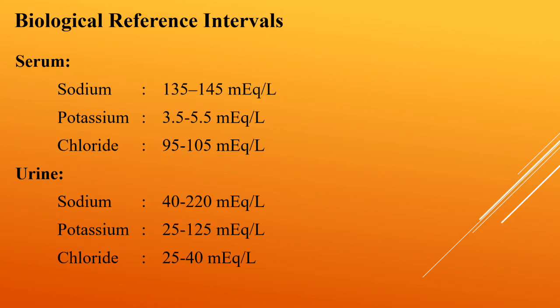So these are the biological reference intervals of major electrolytes, that is sodium, potassium, and chloride, in serum and urine. In serum, sodium is 135 to 145 milliequivalents per liter, potassium 3.5 to 5.5, and chloride 95 to 105 milliequivalents per liter. Whereas in urine, sodium is 42 to 220 milliequivalents per liter, potassium 25 to 125 milliequivalents per liter, and chloride is 25 to 40 milliequivalents per liter.